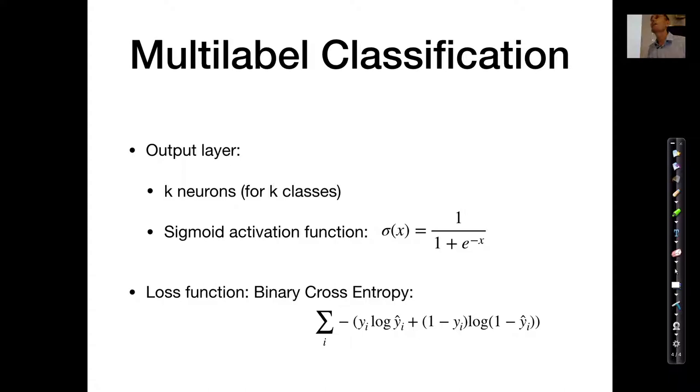All right, and then finally, multi-label classification. We've got K neurons, we've got a sigmoid activation function. And our loss function is the binary cross entropy. The only real difference is we're summing it across all of our classes. So here, we definitely are not ignoring any of them, because the ones that are zero, we want to be close to zero. And the ones that are supposed to be one, we want to be close to one. So we're going to measure how far away we are at that.